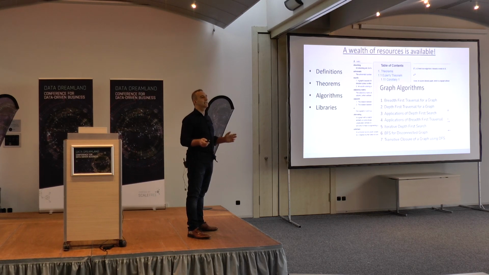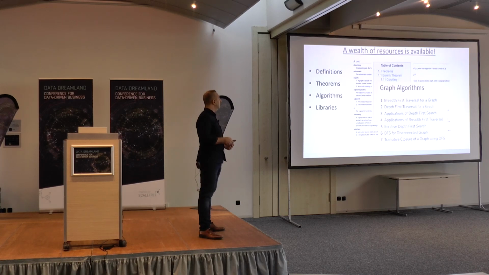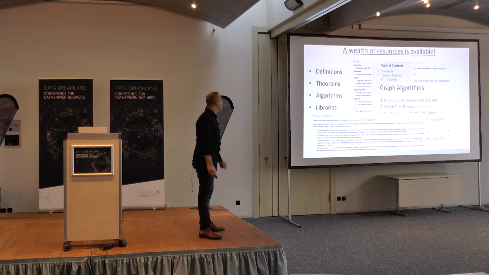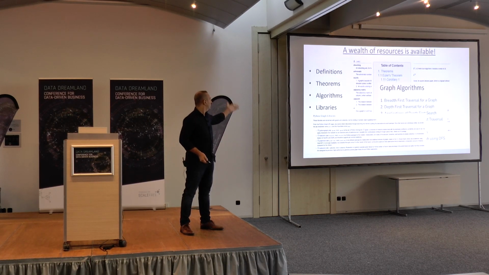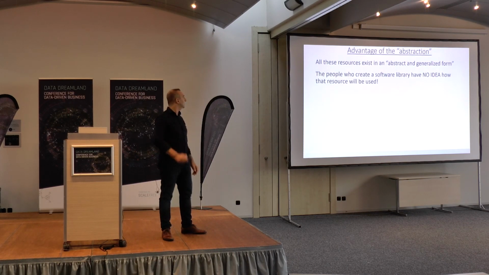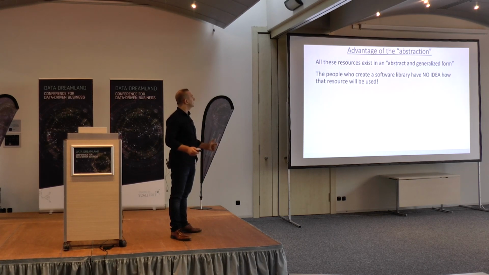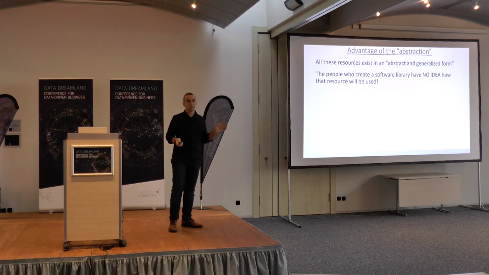So someone had an idea how to solve a problem. As we saw earlier, the one we saw at the beginning was an algorithm. It was a general rule. And actually, an algorithm is more than that. It's also a way how you calculate these things. And finally, libraries, which are specific to languages. I found a list of Python libraries, but every language has libraries for graphs. So the advantage of the abstraction is that all these resources exist in an abstract and generalized form. The people who create a software library have no idea how that resource will be used.